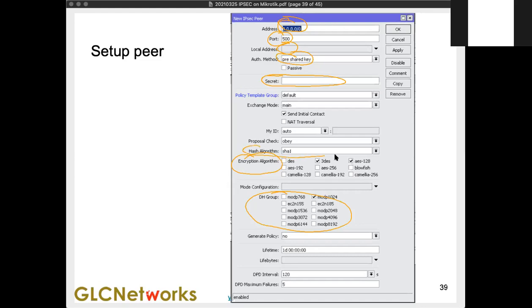Here's the hash algorithm for integrity. Okay, so because hash and encryption are two different things. This is for integrity, and this one is for confidentiality. So this is confidentiality. And then this is the Diffie-Hellman group for key exchange. Okay, so these are the algorithms. Okay, you can pick. So make sure that they support.